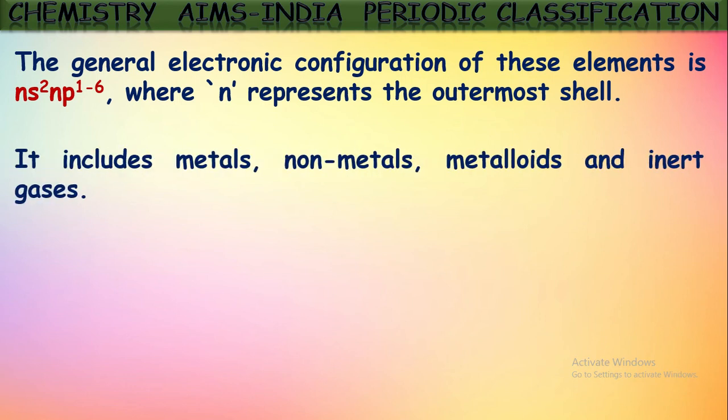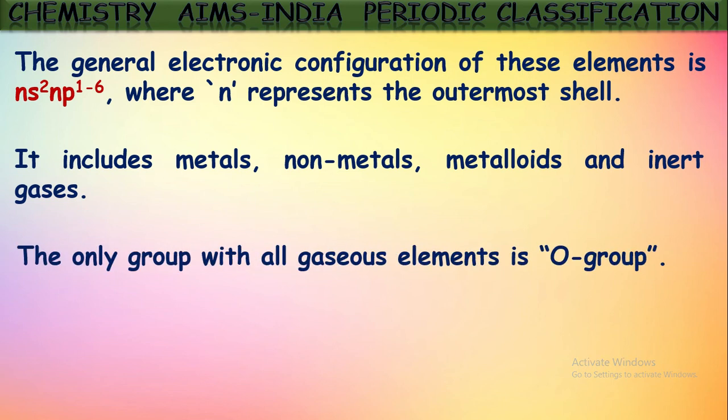It includes metals, non-metals, metalloids, and inert gases. All are there in this. So some metals are there, and mostly non-metals are there, and even metalloids also. Almost all the metalloids are in the p block itself. Some metals are there in the p block, and almost all the non-metals are also in the p block itself, except hydrogen.